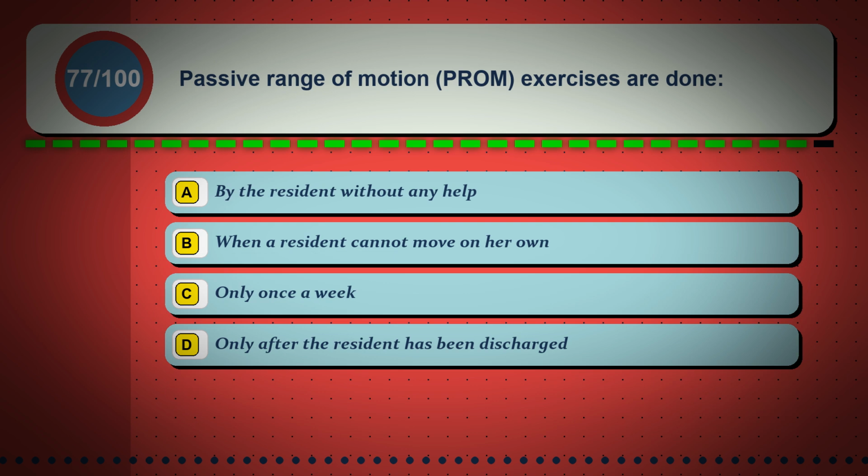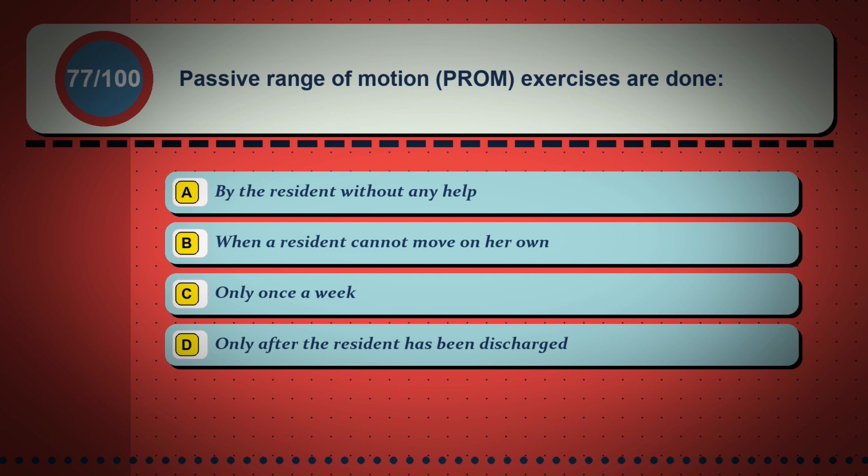Question 77. Passive range of motion, PROM, exercises are done: Option A, by the resident without any help. Option B, when a resident cannot move on her own. Option C, only once a week. Option D, only after the resident has been discharged.